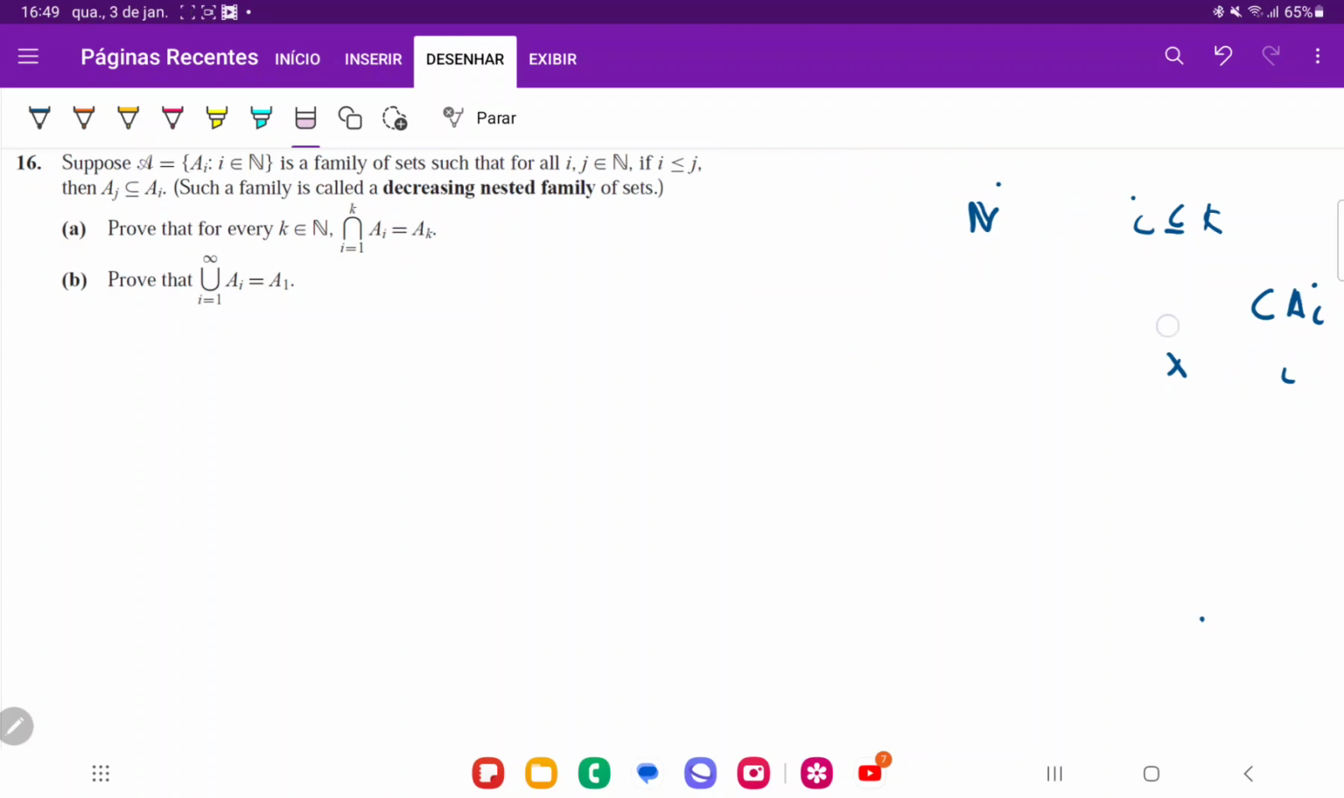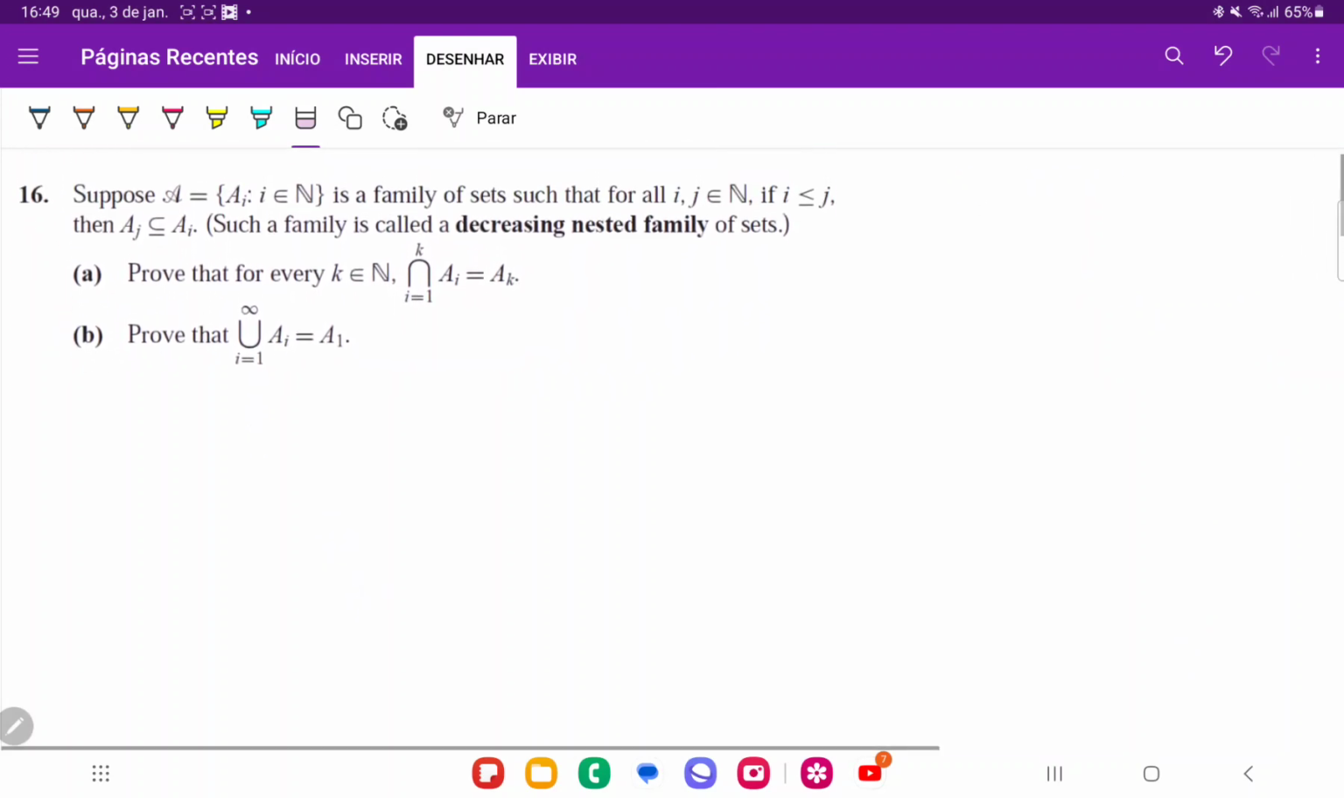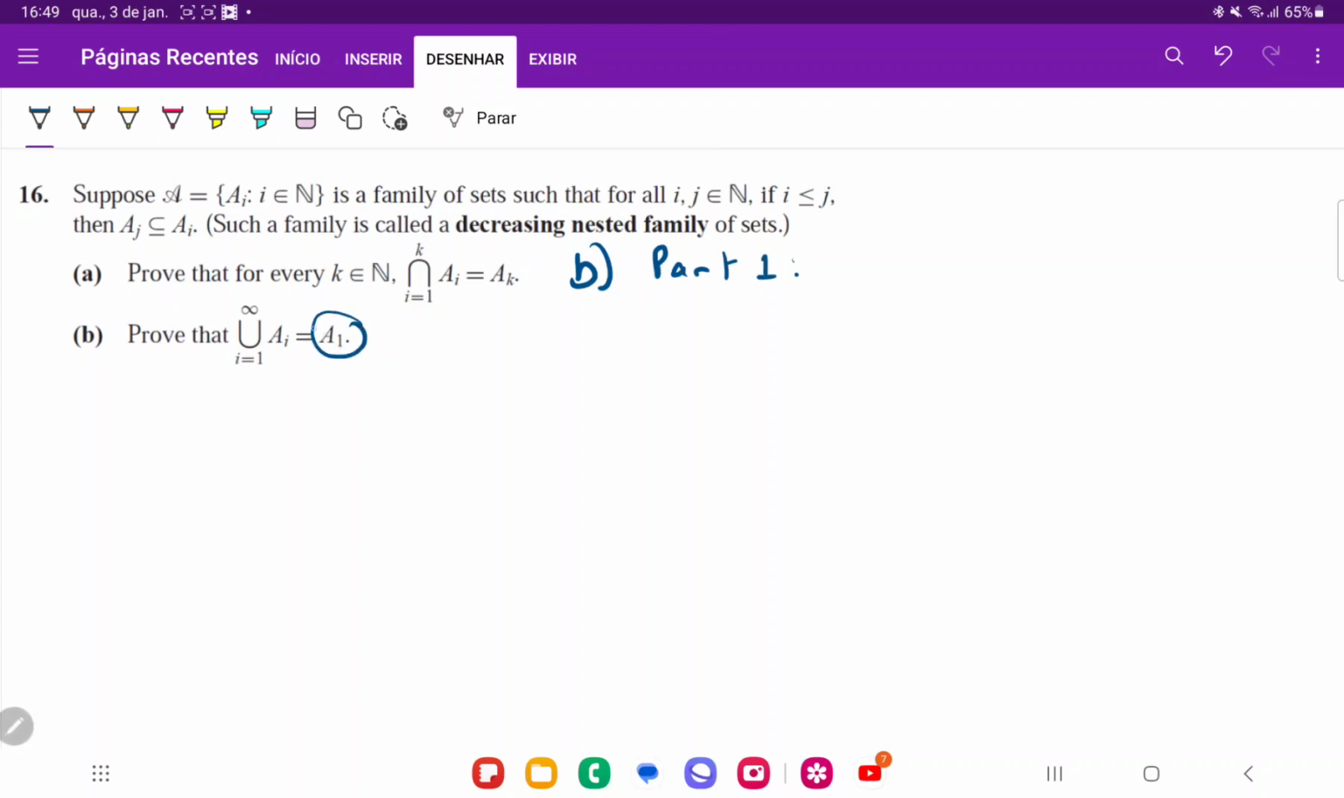So let me erase all of this. All right. So for part B, we're also going to do a two-part proof. So for part 1 here, we're going to follow the same logic, and we're going to take some element from here and then show that it must be there. So we're going to say part 1, let x belong to a sub 1, right?